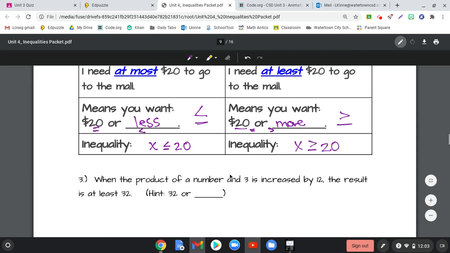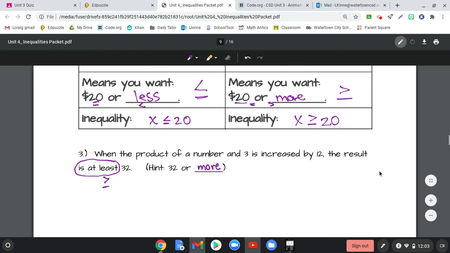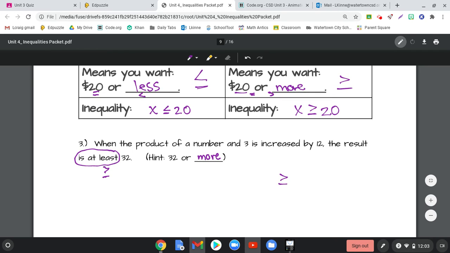It says when the product of a number and 3 is increased by 12, the result is at least 32. So this part right here: if I say I want at least $32, that means I want 32 or more. So I'm going to be doing greater than or equal to 32. There's part of my inequality. Now let's figure out the rest.